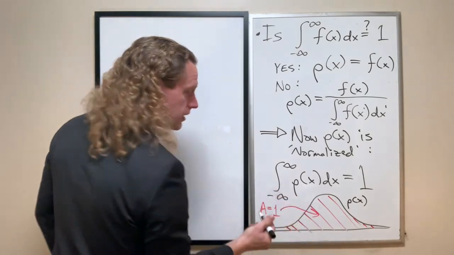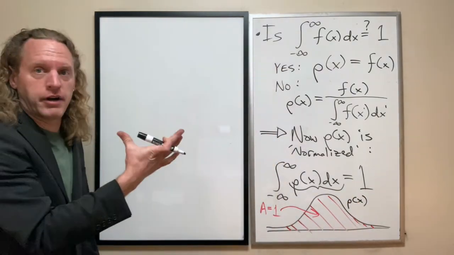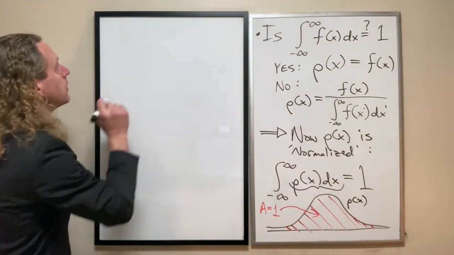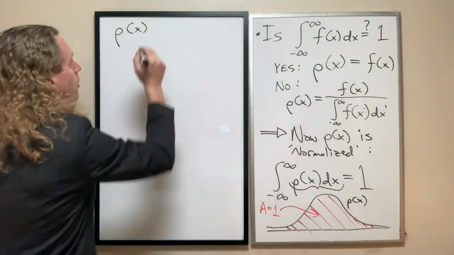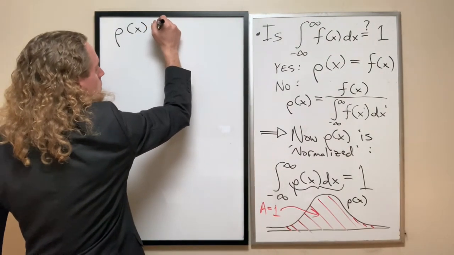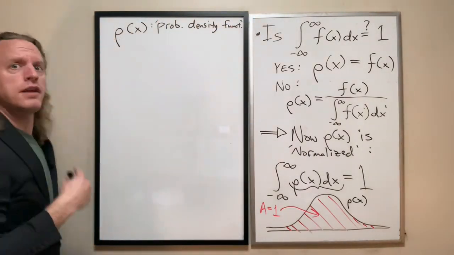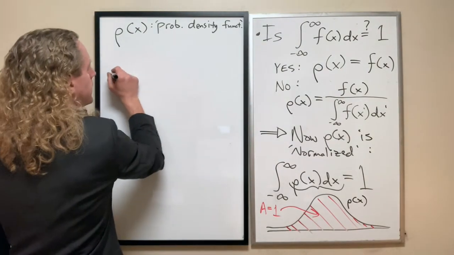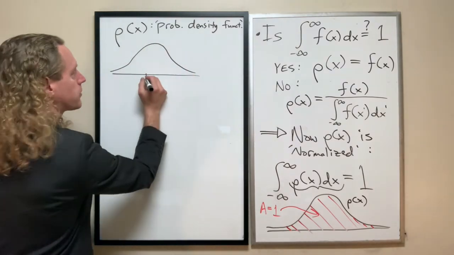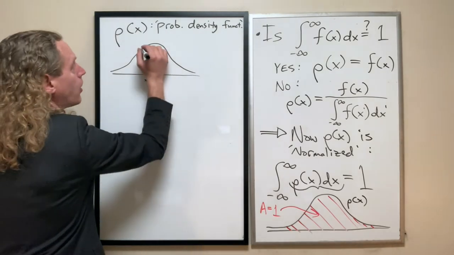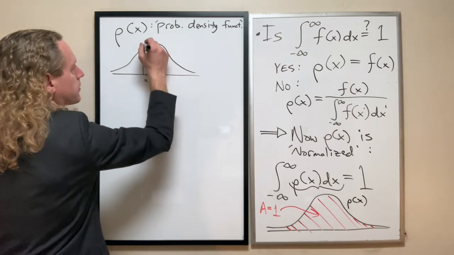So, given that, let's consider specifically what this term now means, the integrand, along with the dx there. So, rho of x is what we're officially going to call the probability density function, and by that, what we mean is we're going to take that same function here, and there's some area, and I'm going to look at some specific value of x. And I'm going to also consider some very small, narrow width dx.